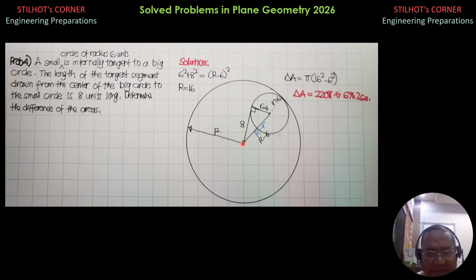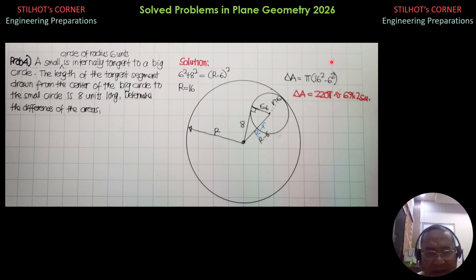tangency. From center to this point of tangency here, it's the radius of the big circle, then minus 6, the radius of the small circle. So this is r minus 6. By the Pythagorean theorem, 6 squared plus 8 squared equals quantity r minus 6 squared. So r is 16. The difference in areas is the area of the big circle minus the area of the small circle.